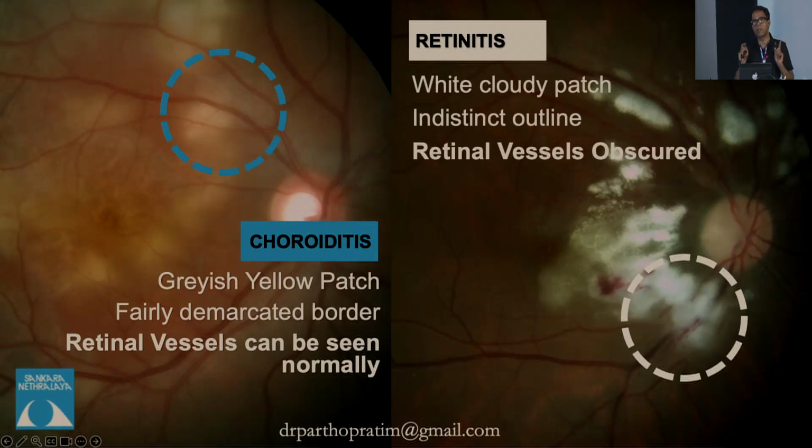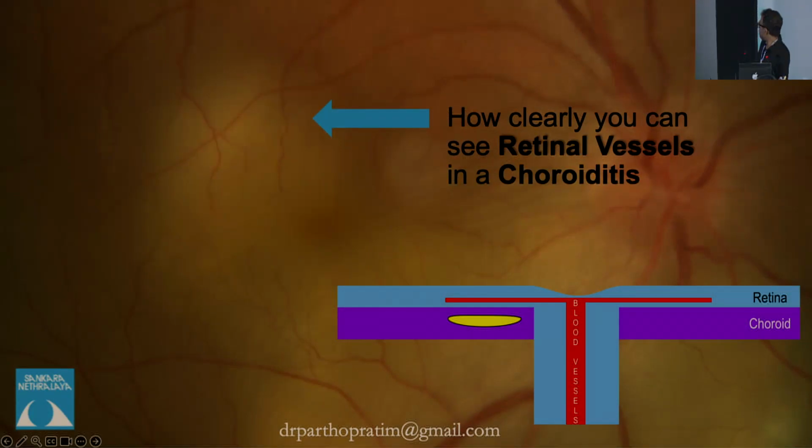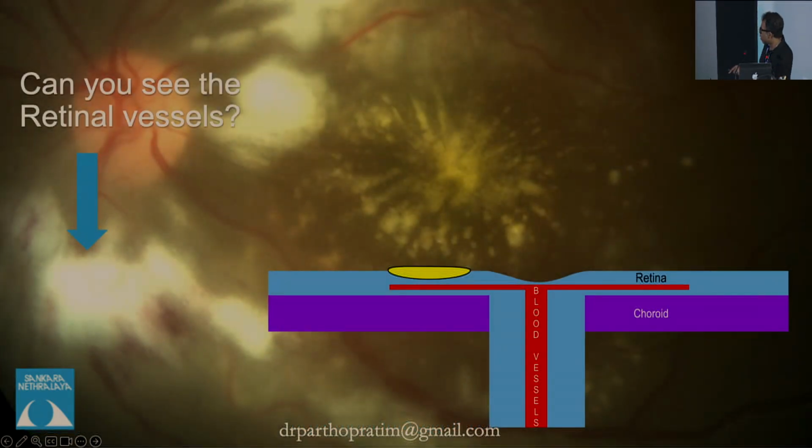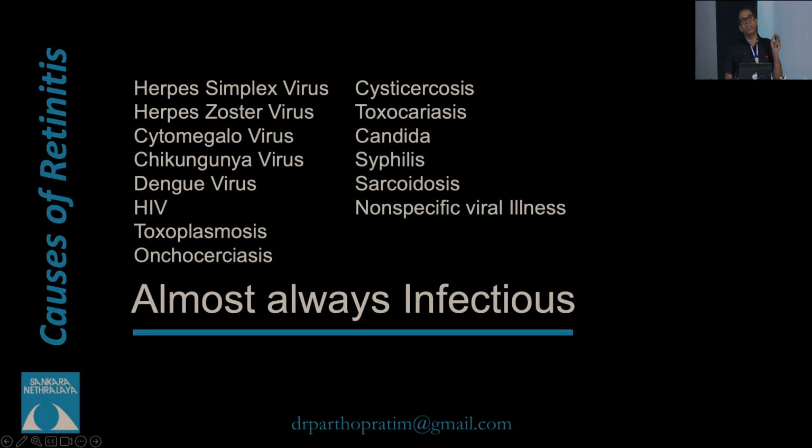There are a lot of colors and morphology, but remember one thing, always try to trace the retinal vessels. It will lead to the diagnosis. Because in cases of choroiditis, the lesion is here and the blood vessel is here. You can see the choroiditis lesion and you can see the blood vessels here. So if you see this kind of picture, then it is choroiditis. And similarly, if you can't see the blood vessels, as here, obscured, the retinitis lesion is here and your blood vessel is here. So then it is a case of retinitis. Clear? Now, the second thing you have to remember when you are dealing with a case of retinitis is that it is almost always infectious.